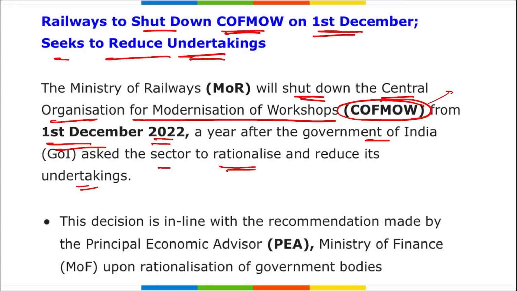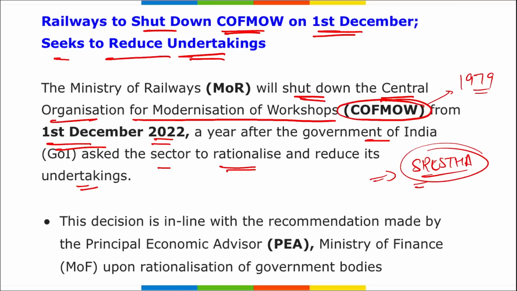Remember, this organization was established in the year 1979, a year after the Ministry of Railways shut down the Indian Railway Station Development Corporation. According to a report called Shrestha, that is Special Railway Establishment for Strategic and Holistic Advancement, Lucknow, which takes up long-term railway research projects, and the Indian Railways Organization of Alternative Fuel were also shut down.